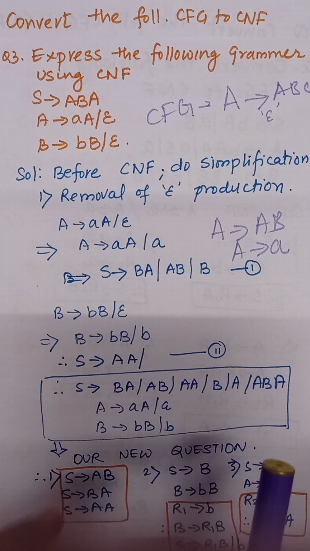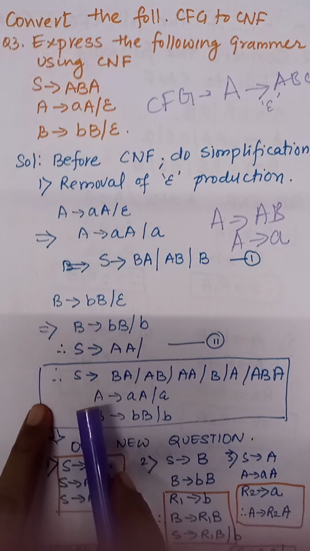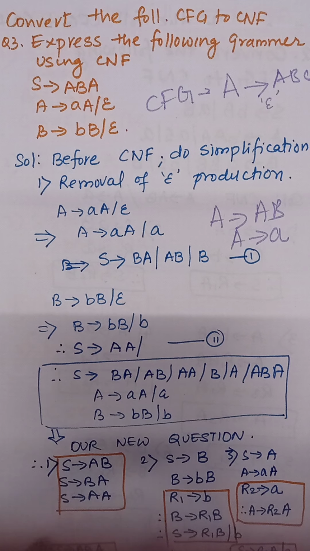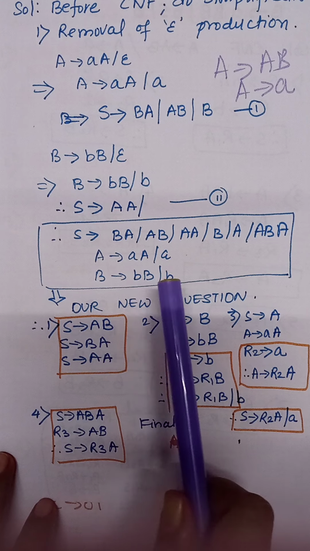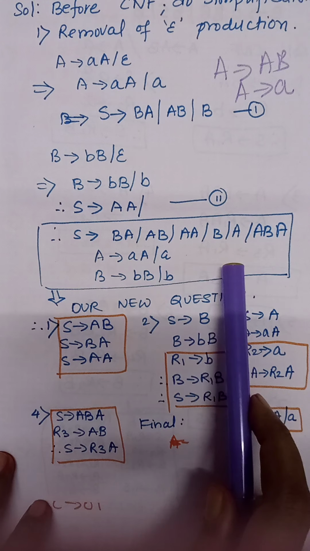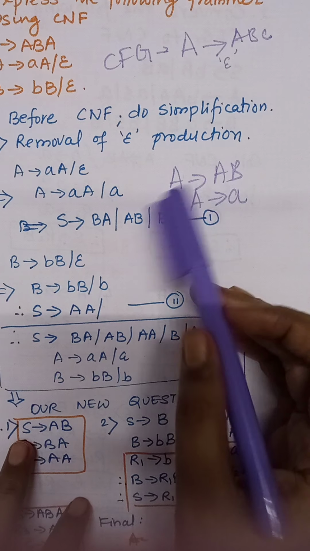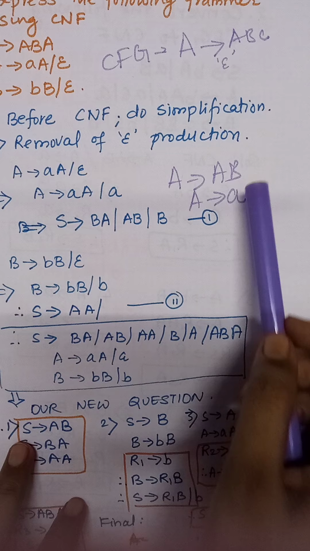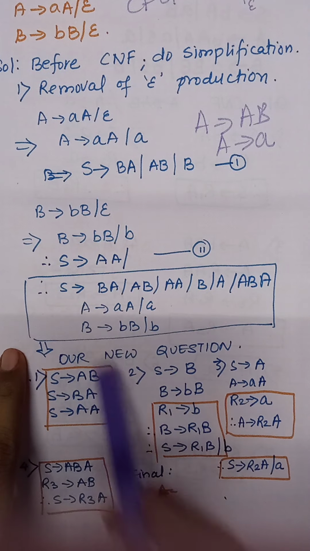So what will be our actual question is what we are going to get after simplifying the given CFG. This is the grammar that we are getting after removing the epsilon, so this will become our new question. Now we have to find the Chomsky normal form for this CFG. For the Chomsky normal form, the required format is either A producing two non-terminals or a single terminal. So we'll check with the first one, BA.